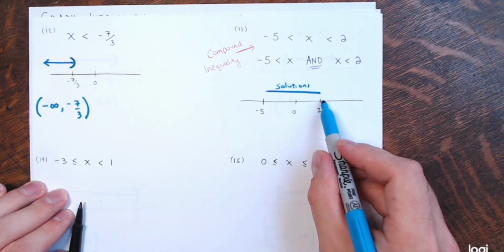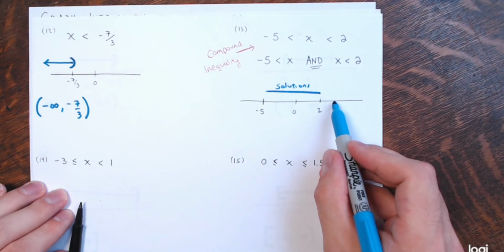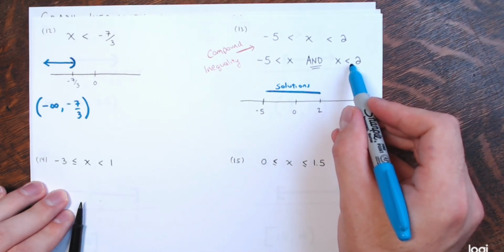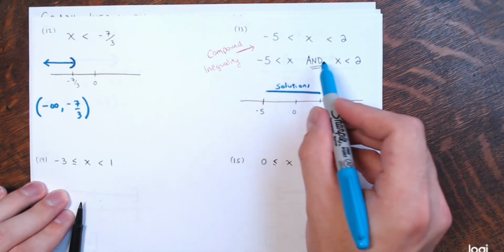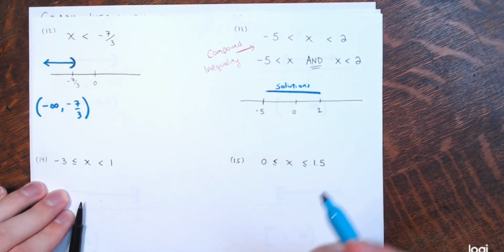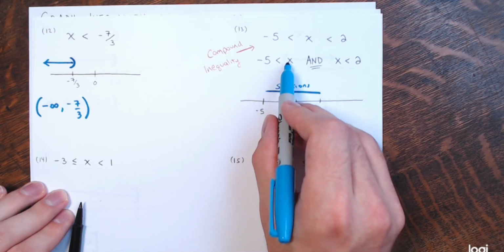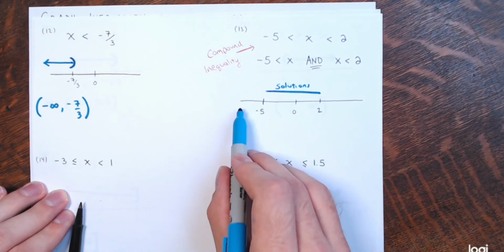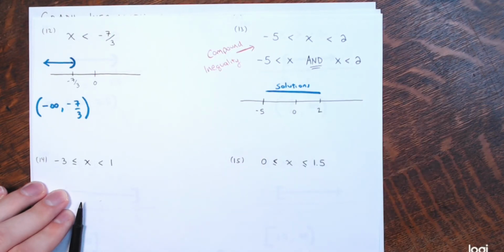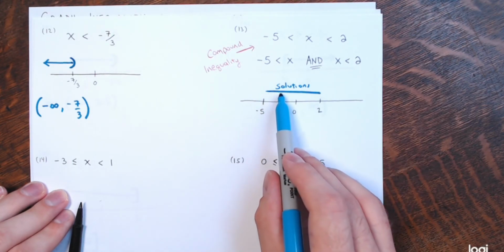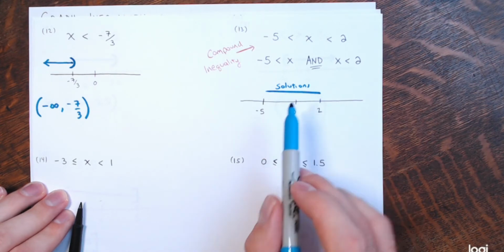Right? Something past 2 can't be it. 3, for instance, is not less than 2. You have to satisfy both in order to be part of the picture. -6 is not greater than -5. So again, you have to satisfy both. And the only numbers that do that are the numbers in between -5 and 2.